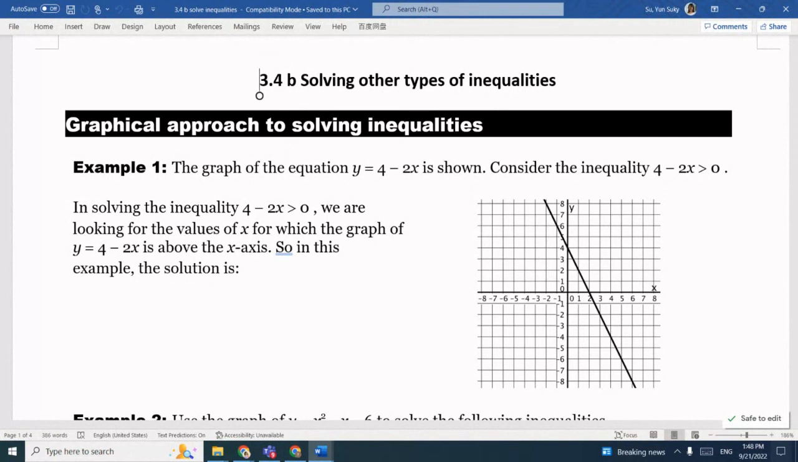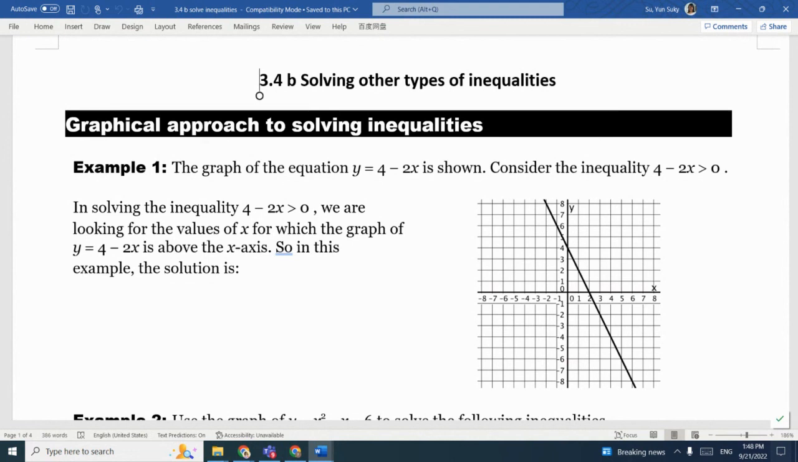Okay, so the graphical approach to solve inequality. Here we already have the graph. You know this is a line, right? And how many points can fix a line? 2, right? Do you see 4 is the y-intercept, and then the slope is -2. You know slope is rise over run.